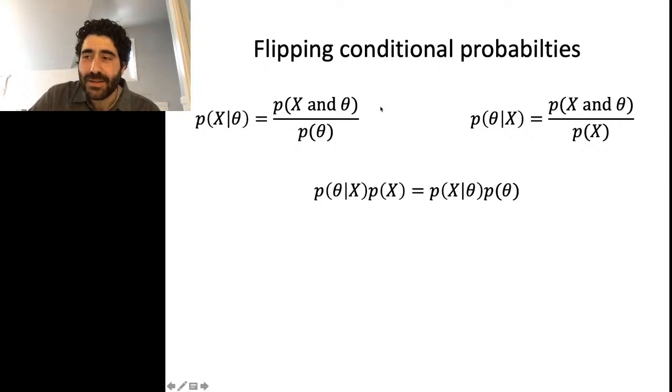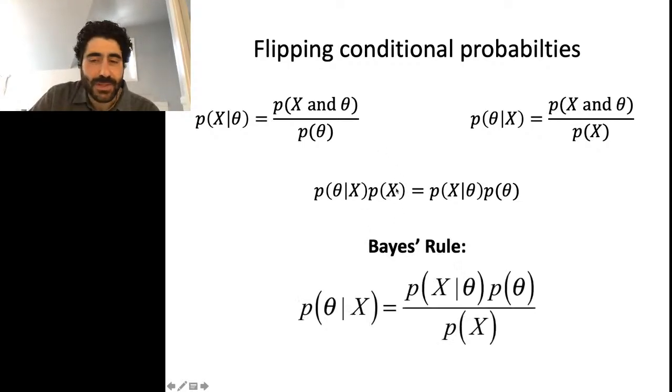So this joint probability of x and theta, we can write it as p of theta given x times p of x, or p of x given theta times p of theta, right? I'm just taking these two equations and looking at the two different ways of writing this joint probability. Then if we divide by one of these, like p of x, for example, we end up with the form that's referred to as Bayes' rule. And again, this Bayes' rule comes directly from the definitions of conditional probabilities.